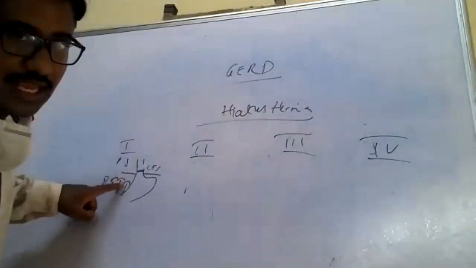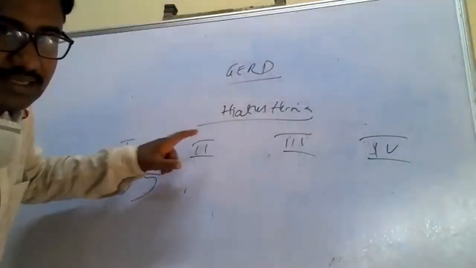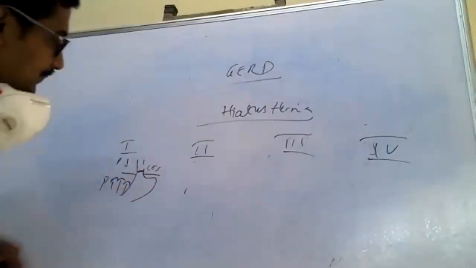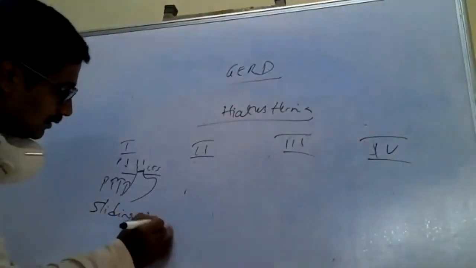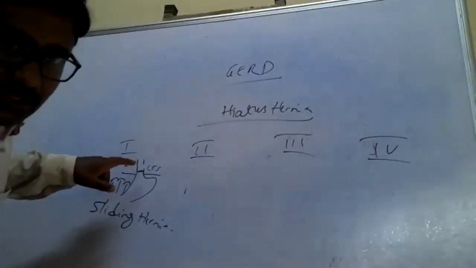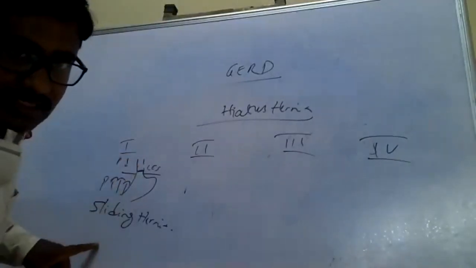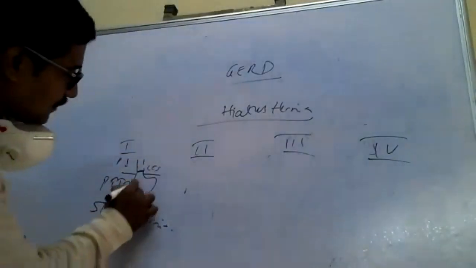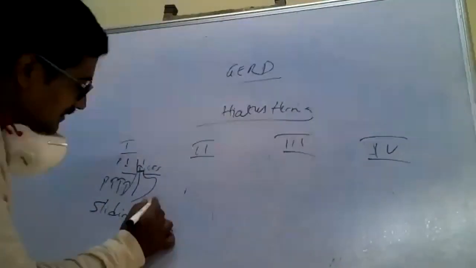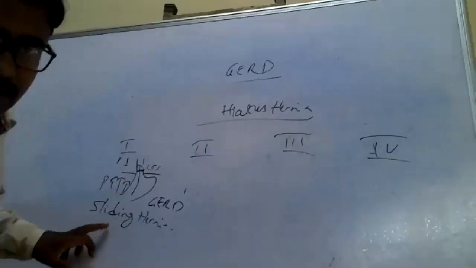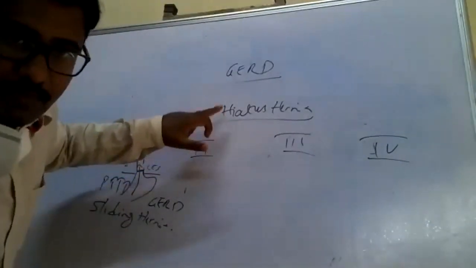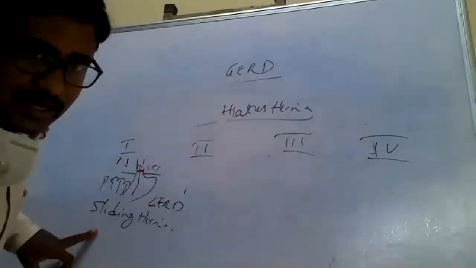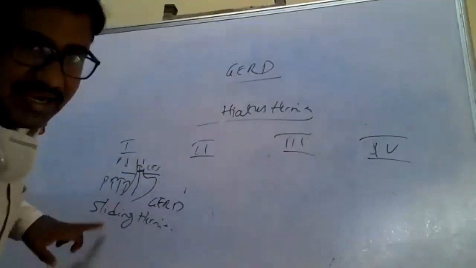So this type of hernia, type 1 hiatus hernia, is called a sliding hernia. Why sliding hernia? The lower esophageal sphincter slides into the thorax, which leads to reflux of the acid, causing GERD. If they ask which is the most common hiatus hernia, the most common is type 1, which is called a sliding hernia.